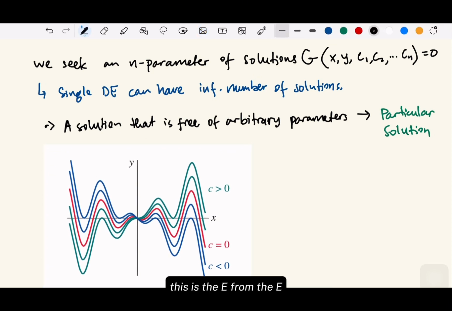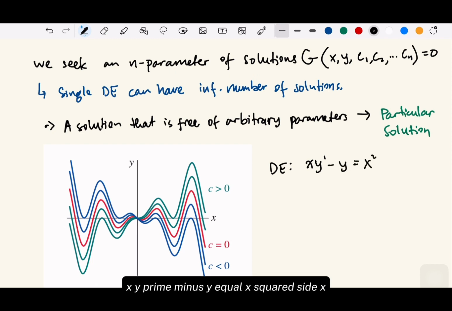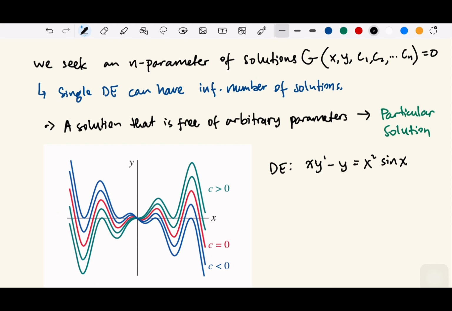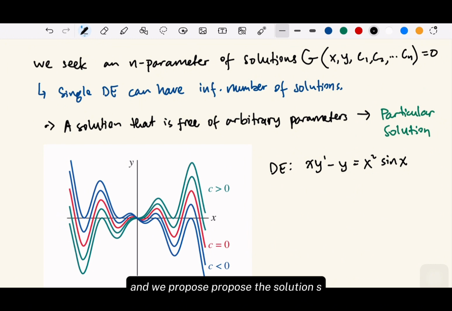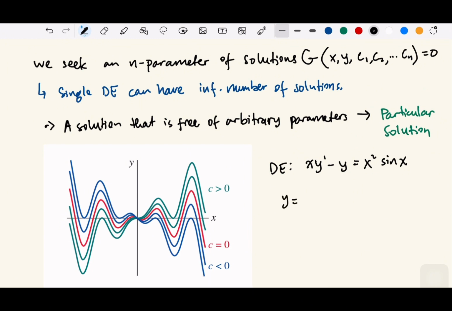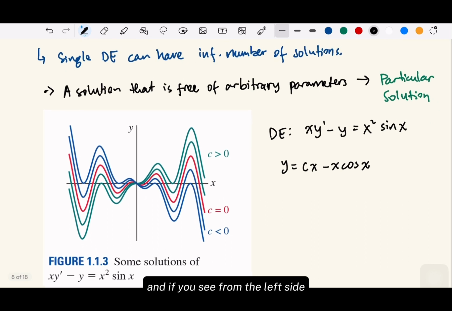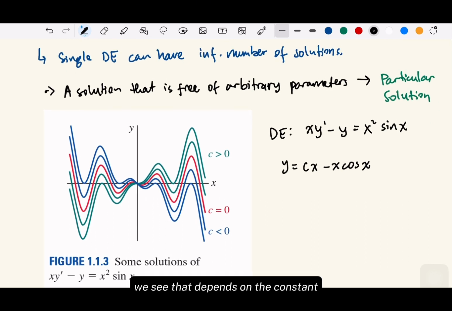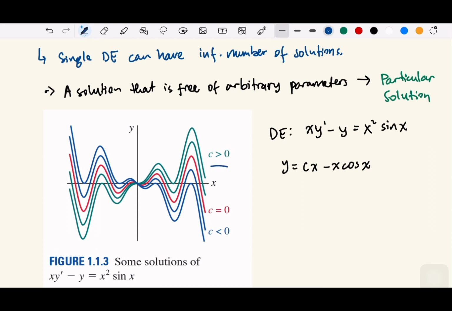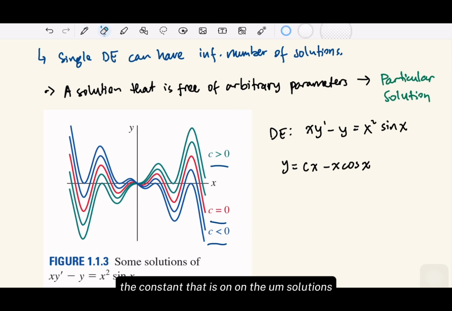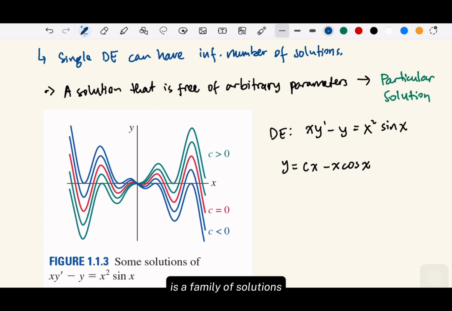This is from the DE xy prime minus y equals x squared sine x. And we propose the solution as shown. If you see from the left side, we see that it depends on the constant, the constant that is in the solutions. We could have many ways to describe the solutions, and we call this kind of solution a family of solutions.